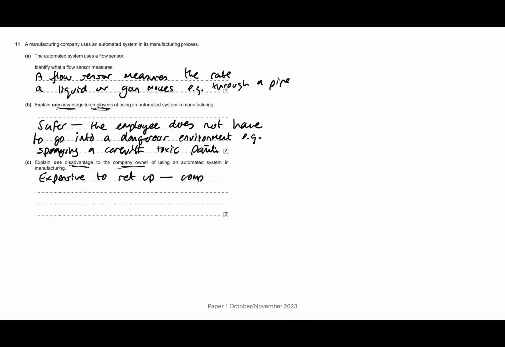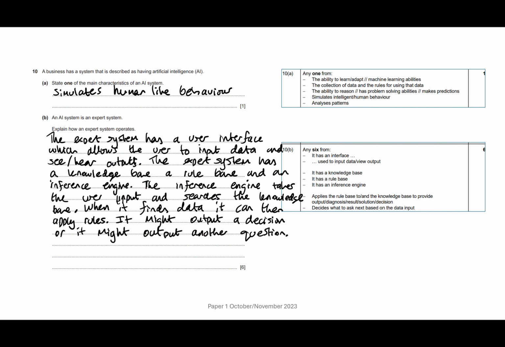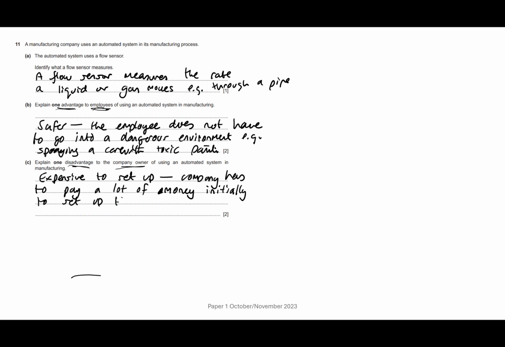So a company has to pay a lot of money initially to set up the system. Let's have a little look at the mark scheme.